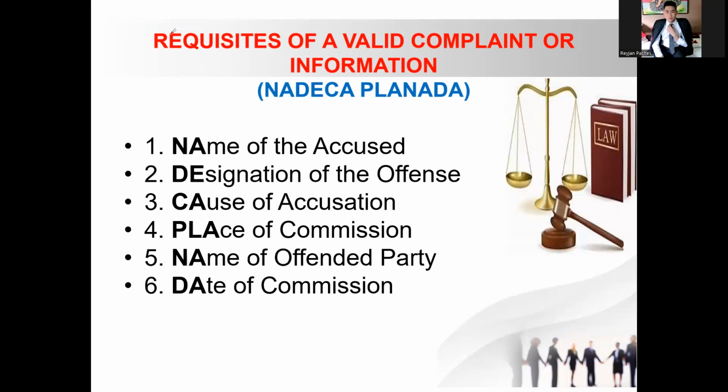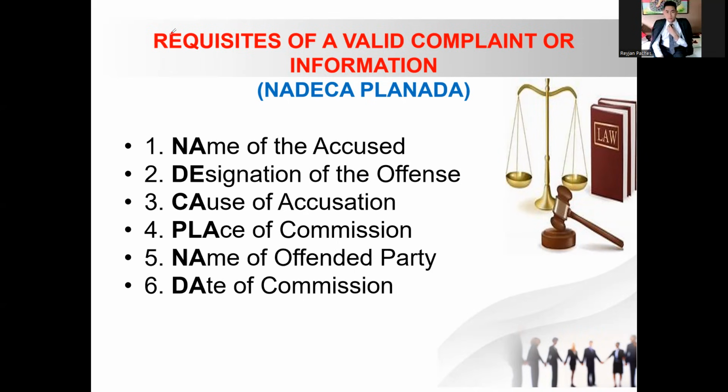Yung NA stands for the name of the accused. Dapat nakalagay diyan, naka-specify. Designation of the offense. Kung ano yan, ano yung crime na yan, murder, homicide, parricide, and so on. Then of course, we have the cause of the accusation. So yung mga elements, mga qualifying, aggravating circumstances, dapat naka-allege yan. Then we have the place of the commission of the offense, kung saan nangyari yung krimen. So naka-allege rin yan sa complaint or information. The name of the offended party, and of course, the date of the commission of the offense.